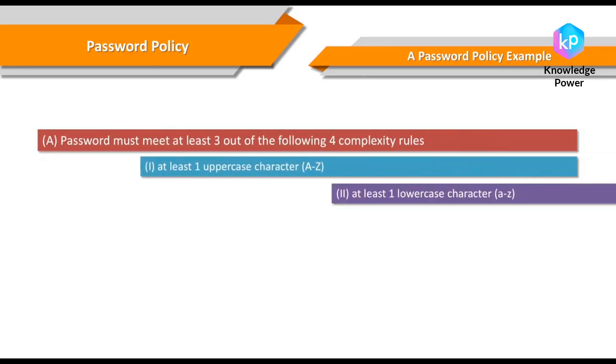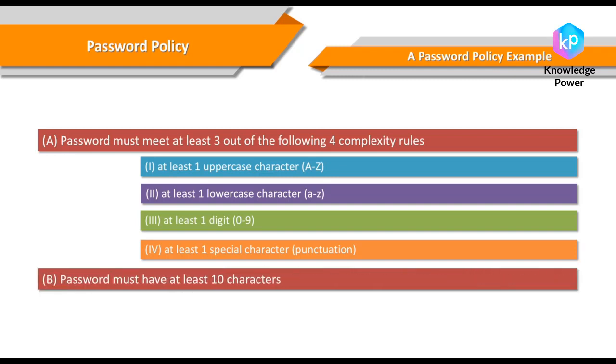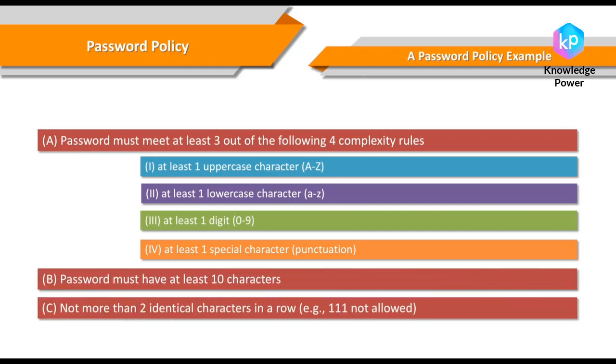Here is an example for a good password policy. Password must meet at least 3 out of the 4 following complexity rules. At least 1 uppercase character, at least 1 lowercase character, at least 1 digit, and at least 1 special character. Password must have at least 10 characters, and you cannot use more than 2 identical characters in a row. For instance, 111 is not allowed.